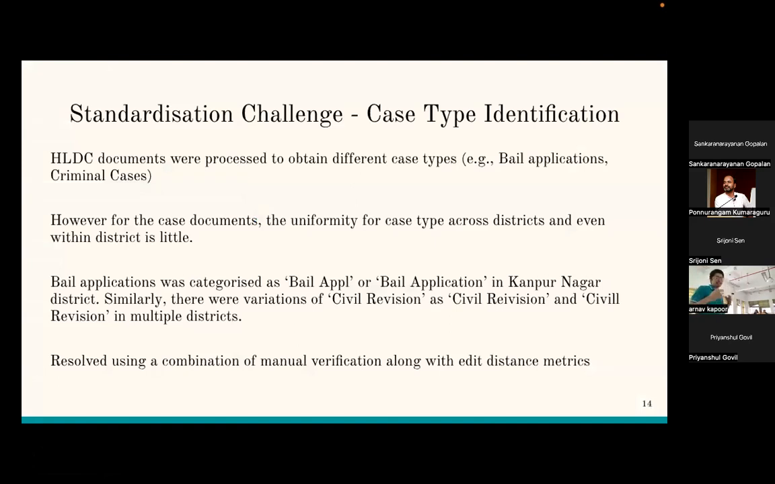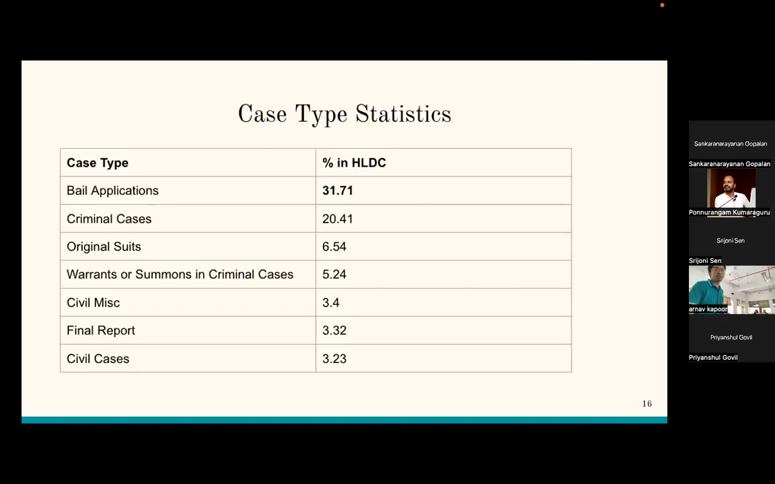There are different case types, and what we wanted to do is create uniformity across these case types. As you can see, bail applications were categorized as bail APPL or bail application in Kanpur Nagar district. There were other variations based on spellings and so on. All of these were fixed using edit-based distance and manual verification. So we get a nicely curated list. These are the case type statistics for the HLDC corpus, and we see that the majority of cases, more than 30%, are composed of bail applications.